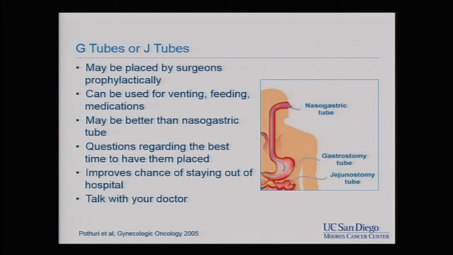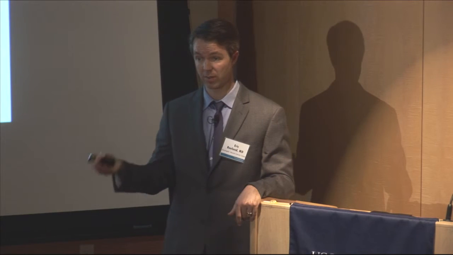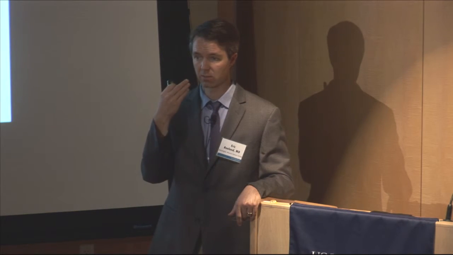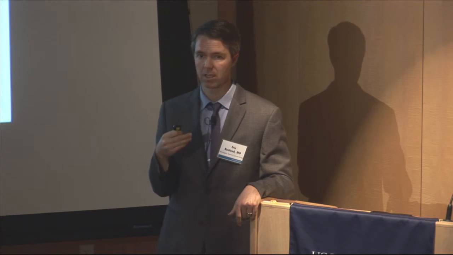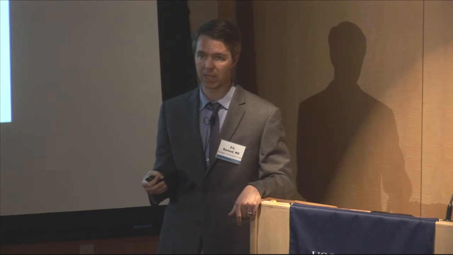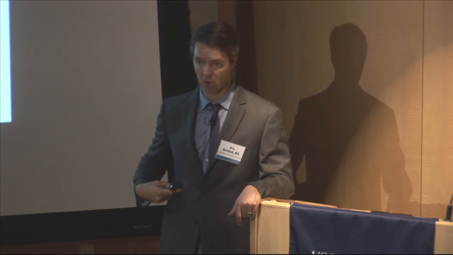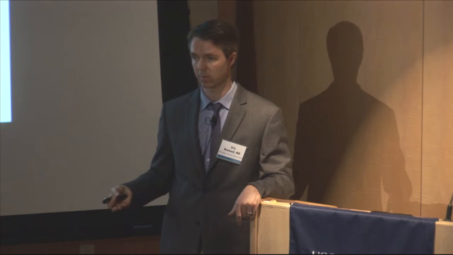G-tubes and J-tubes. A gastrostomy tube is a tube that goes from the outside world into your stomach. A J-tube is one that goes into part of your intestine. There are benefits of both of these. We don't like putting tubes in people, and patients don't like having tubes in. But if you are being admitted with multiple bowel obstructions, which requires you to be in the hospital for long periods of time, and you have this really uncomfortable tube in your nose, sometimes I've been able to keep patients out of the hospital by having a tube from below where they're able to control their symptoms from home.